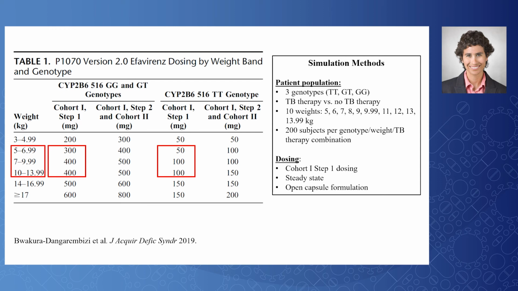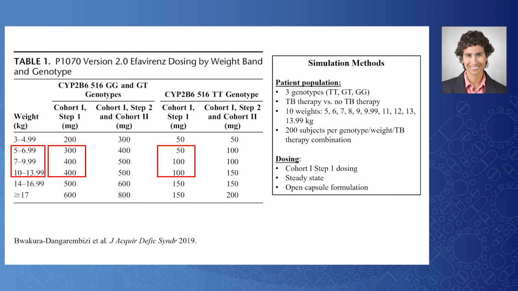We wanted to look at how genotyping, TB therapy, and weight affected the median trough levels. And we wanted to evaluate this using the 1070 protocol dosing, so performed a simulation of the final model. Table 1 on the left shows the P1070 protocol dosing. This was a weight band-based dosing, and patients with the GG and the GT genotypes received a higher dose than those with the TT genotype.